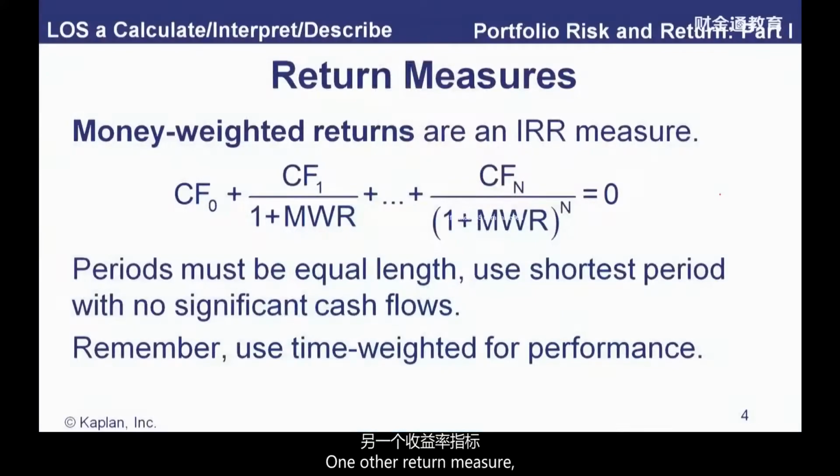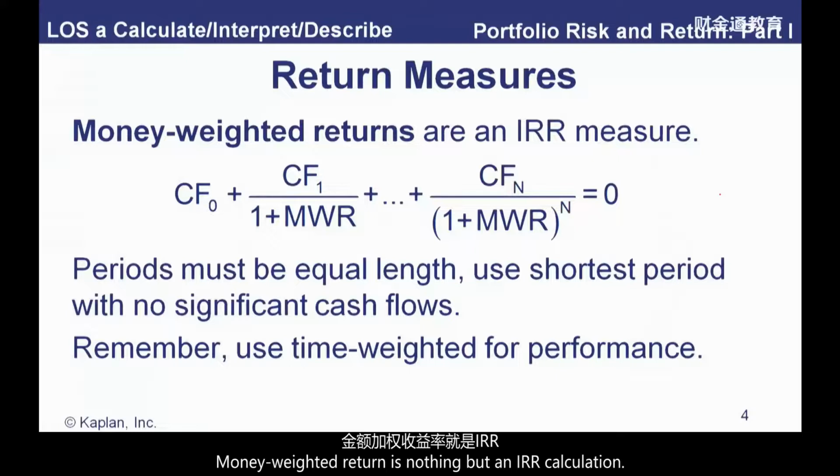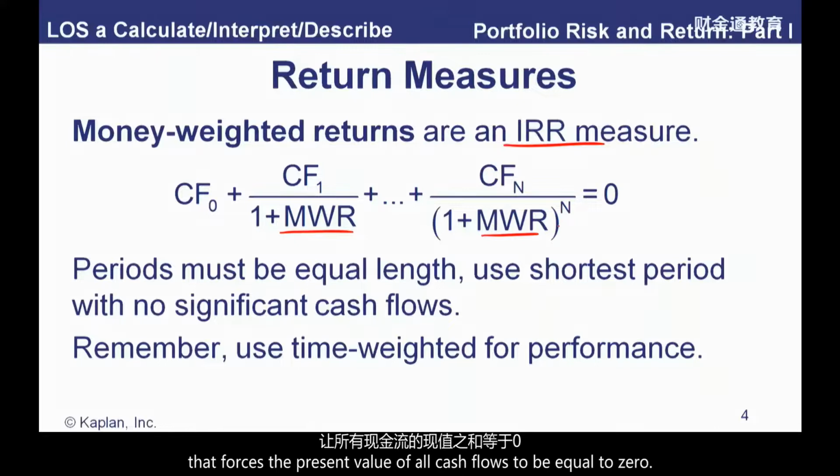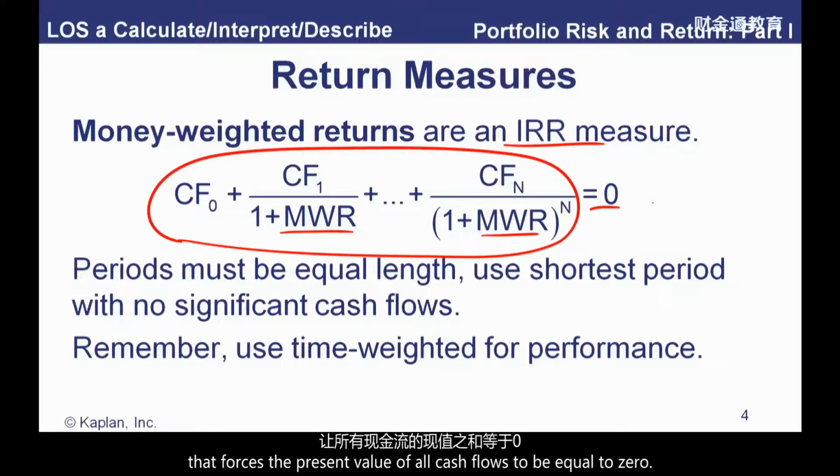One other return measure is the money-weighted return. Money-weighted return is nothing but an IRR calculation, so you've seen this elsewhere as well. IRR is all over the curriculum. Sometimes we call it the internal rate of return, sometimes the yield to maturity, sometimes the cash flow yield, sometimes the money-weighted return. But the calculation is always the same. It's just the discount rate that forces the present value of all the cash flows to be equal to 0.